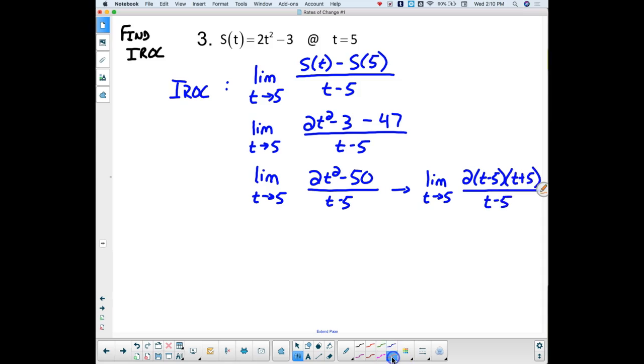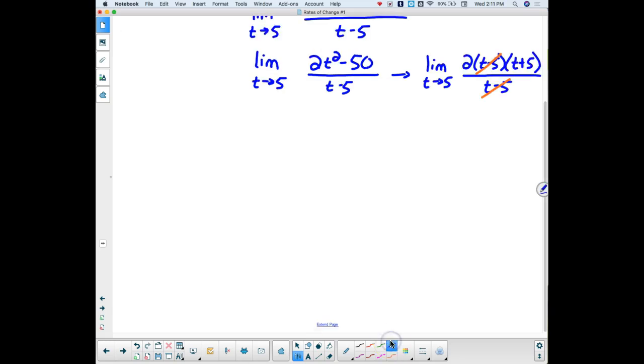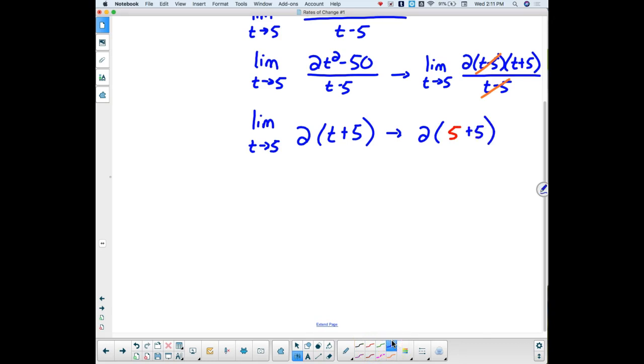So we have factors there. The t minus 5s cancel each other out. Leaves me with, and now we can send t to 5. We can straight up substitute t equals 5 in there. So then this would become 2 times 5 plus 5. 5 plus 5 is 10. Times 2 is 20.